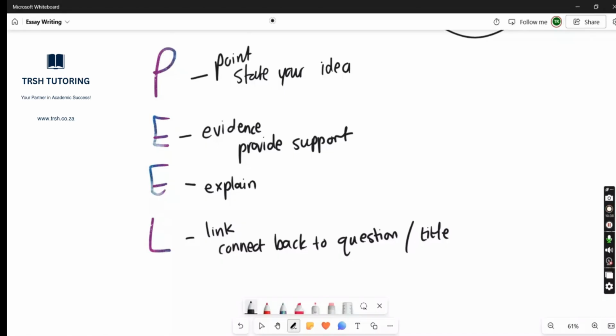So don't just tell the marker something, like just saying to them, oh, sports is good, sports is something you need to do, sports is important. That's just basic and you're not going to get marks for it. Always use this PEEL method.